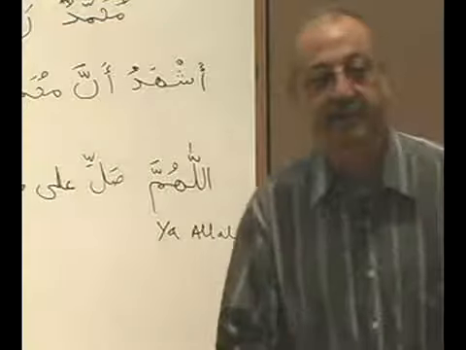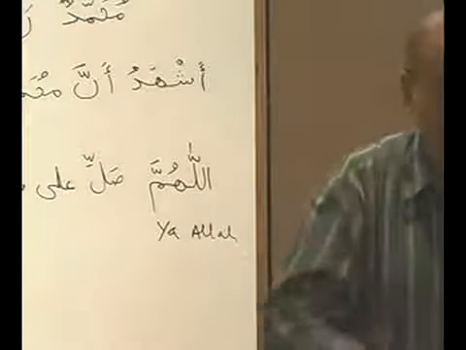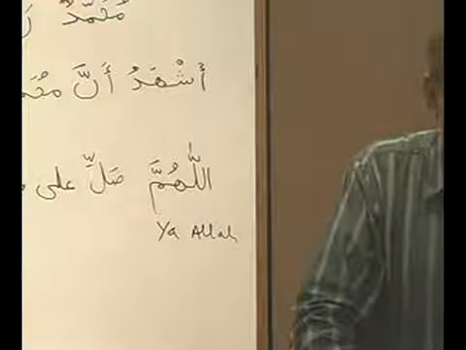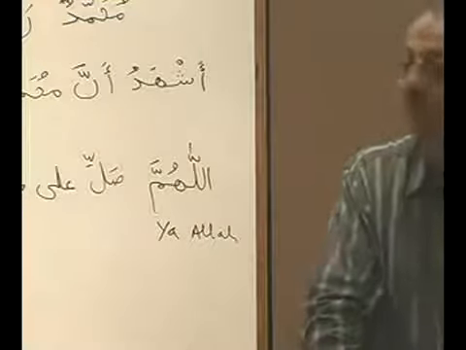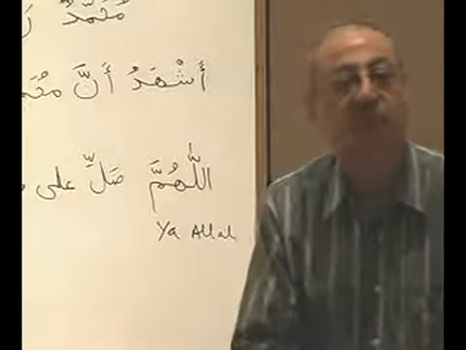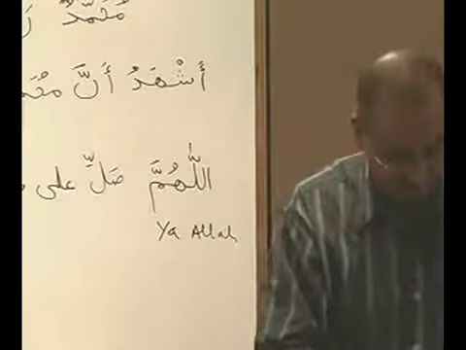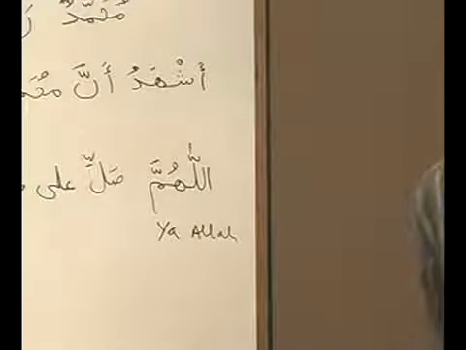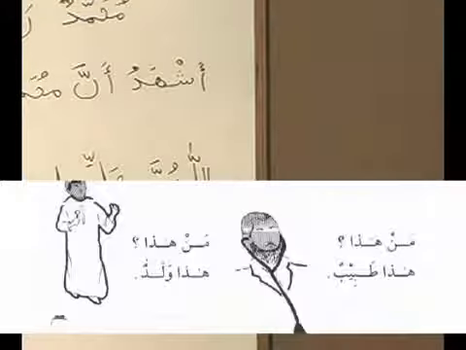So, for human beings, anything aql or rational nouns, we use man. For gair aql or irrational nouns, we use ma. Simple, brother. So, let's see now. Look at the picture, and what is the question?